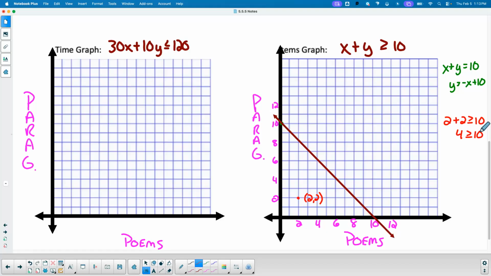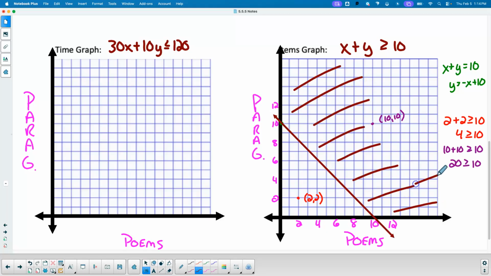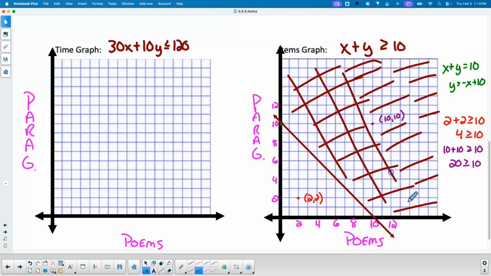So let's pick a second test point. Let's pick 10 comma 10. 10 plus 10 is greater than or equal to 10. 20 greater than or equal to 10. That's true. So yes, I am shading over there.